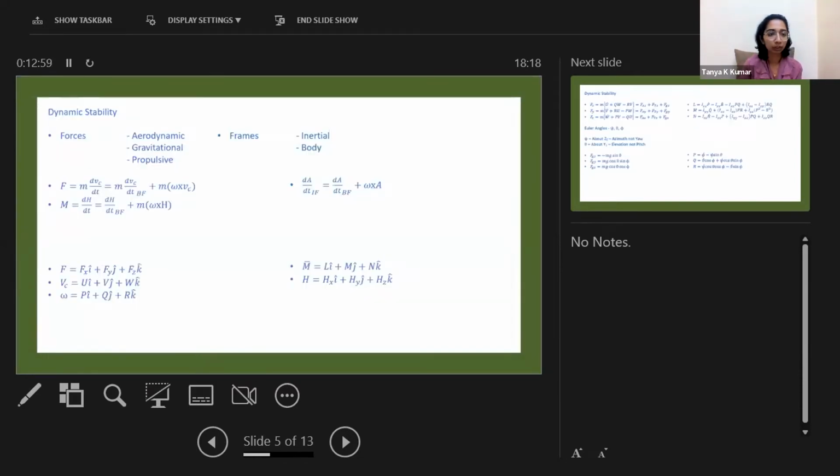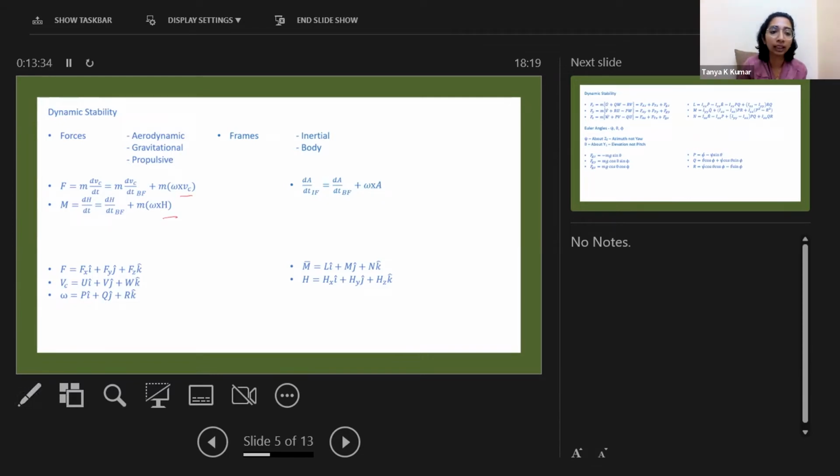Okay, so now we move on to dynamic stability. What are the forces involved and what frames will we require to analyze dynamic stability? Two frames that we require are the inertial frame and the body frame. Body frame because it is easy for us to measure all the quantities in the body frame. When your aircraft is moving, the oncoming velocity in the body frame is easy to measure. It enables easy measurement of various parameters in the body frame.